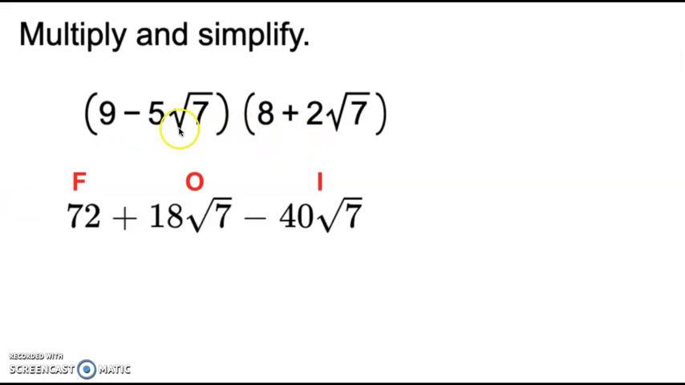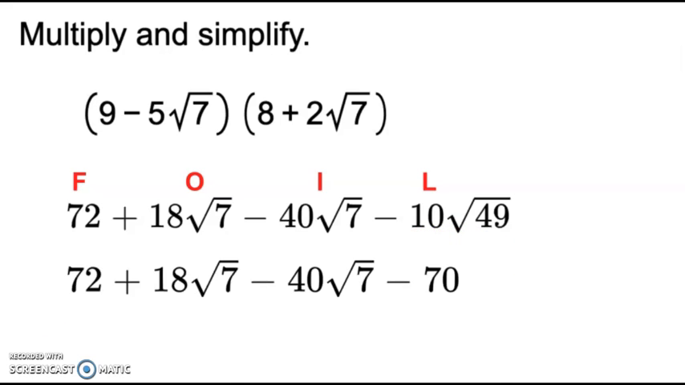Then the last terms, negative 5 radical 7 times 2 radical 7, gives me negative 10 radical 49. Now, if we take the square root of 49, since it's a perfect square, we get 7. And 7 times 10 would be 70, so we have minus 70.